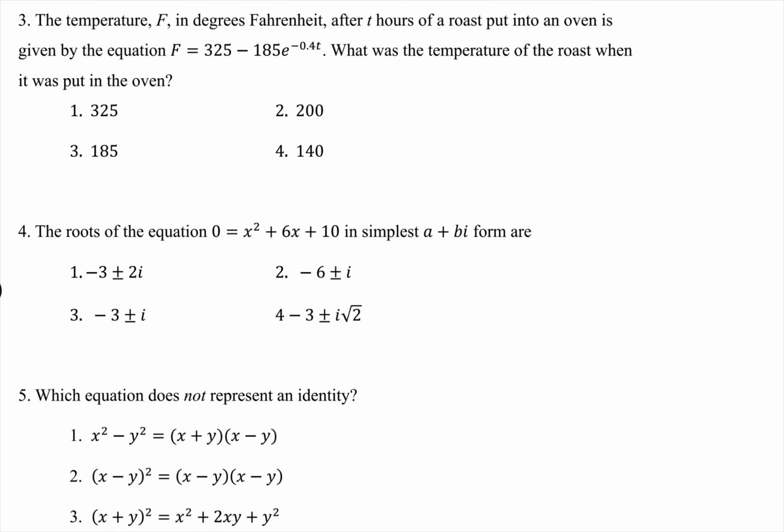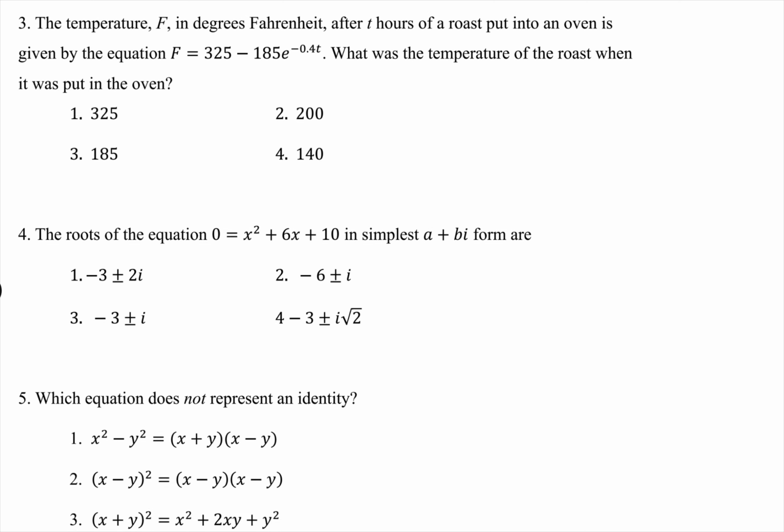Moving on, number 3, right, you have the temperature F in degrees Fahrenheit after T hours of a roast put into an oven is given by that equation. What was the temperature of the roast when it was put in the oven? So we're looking for the temperature when the roast was put in the oven. Think about that as your initial value. So what does my T have to equal?